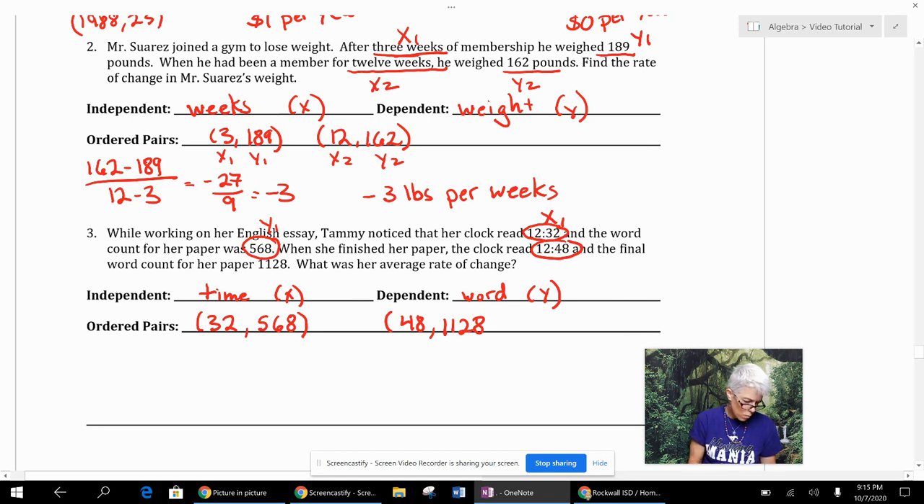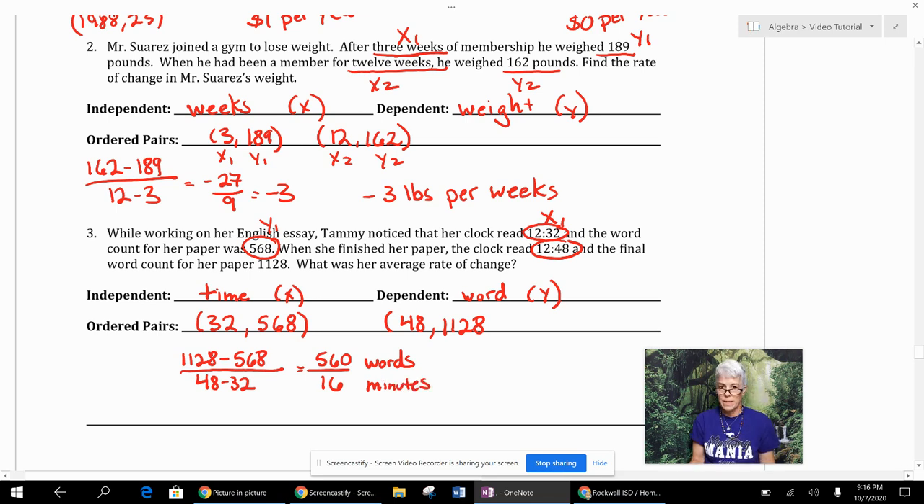So let's go ahead and do the work for that one. It's 1,128 minus 568 over 48 minus 32. We end up with 560 over 16. And that's 560 words in 16 minutes.